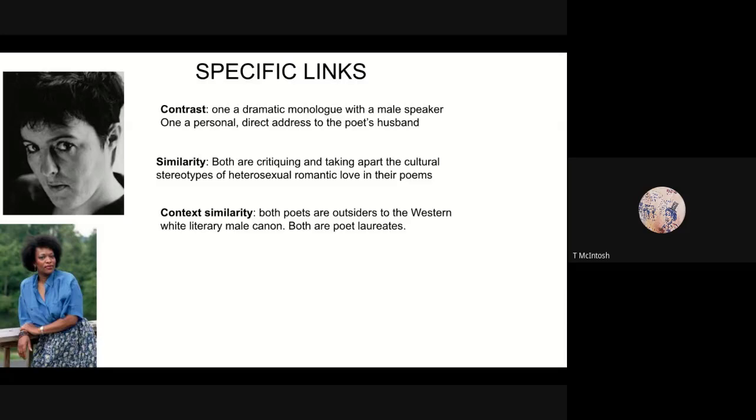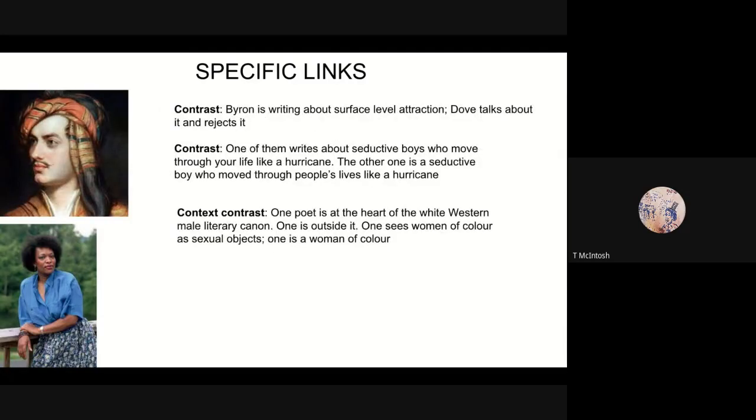And both poets are outsiders to the Western white male literary canon, and both poets are poet laureates, right? Neither of them are anymore, but both of them were at the time. Specific links with Byron. Byron, of course, contrasts with all kinds of people, but especially beautifully with Barrett Browning and Dove, because Byron is writing about surface level attraction. Dove talks about surface level attraction when she's talking about those boys in the second stanza, the boys she compares to Hurricane Floyd, which becomes an extended metaphor for teenage infatuation and crazy romantic love.